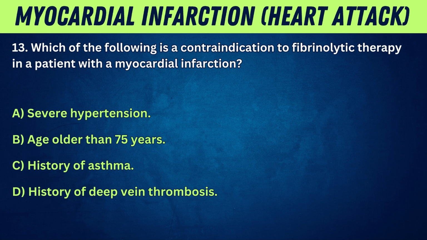13. Which of the following is a contraindication to fibrinolytic therapy in a patient with a myocardial infarction? A. Severe hypertension. B. Age older than 75 years. C. History of asthma. D. History of deep vein thrombosis.